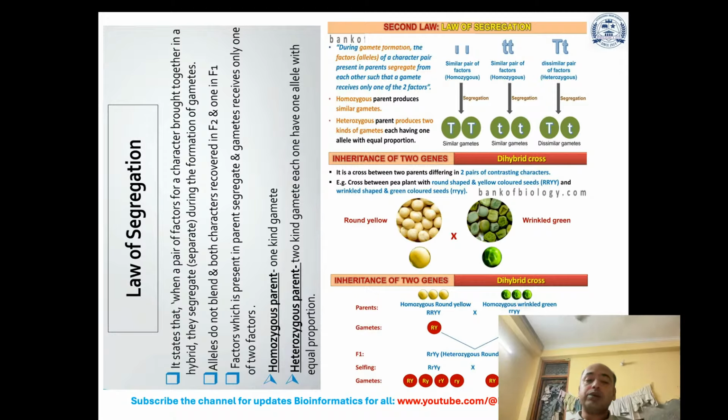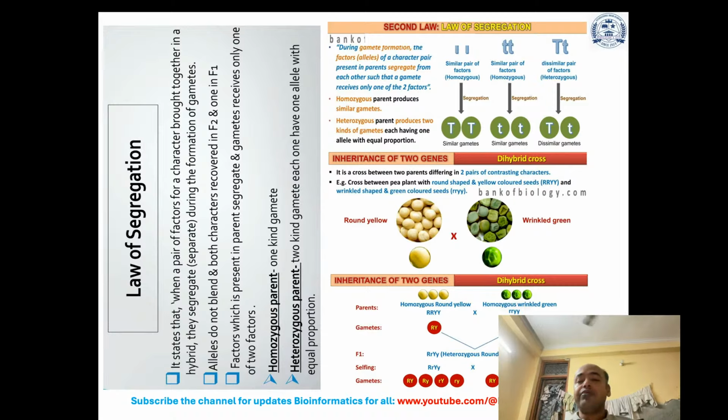So a homozygous parent produces one kind of gametes, and a heterozygous parent produces two kinds of gametes, each having one allele in equal proportions. Now, you can also see that during gamete formation, the factors or alleles of a character pair present in parents segregate from each other such that a gamete receives only one of the two factors. Homozygous parents produce similar gametes. Heterozygous parents produce two kinds of gametes, each having one allele in equal proportion.